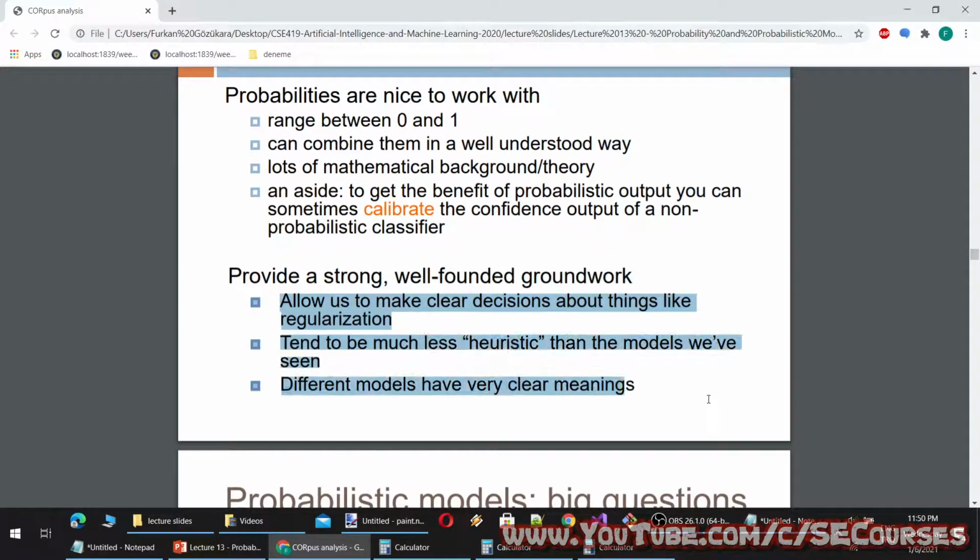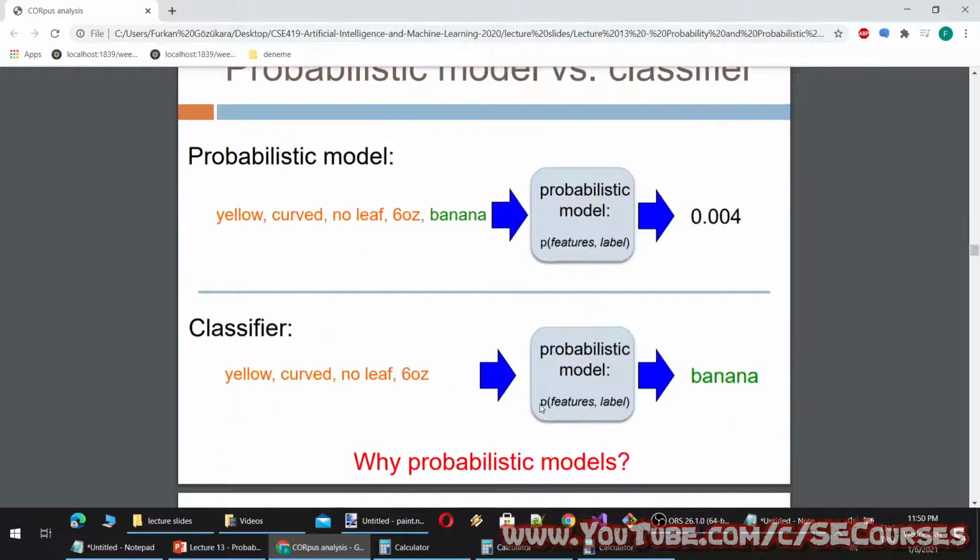They provide a strong, well-founded groundwork. They allow us to make clear decisions about things like regularization. They tend to be much less heuristic than the models we've seen. Different models have very clear meaning. So you see, we are able to evaluate our model performance with this.